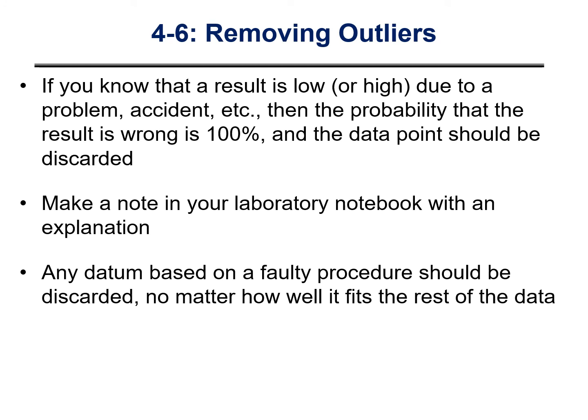So other ways we can potentially remove outliers is if you know that a result is low or high due to a problem, accident, etc., then the probability that the result is wrong is 100%, and the data point should be discarded. That means if you're running an experiment and your arm knocks the instrument and you have a false reading, that would be an easy throw out. You wouldn't even have to do the math or prove that it's an outlier. You would just start over and assume it was.